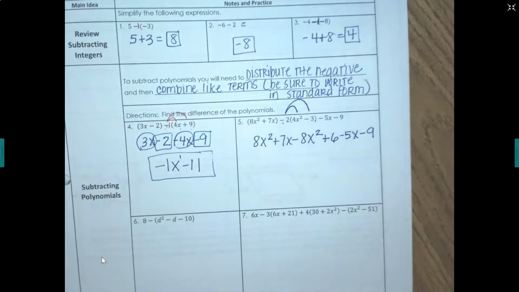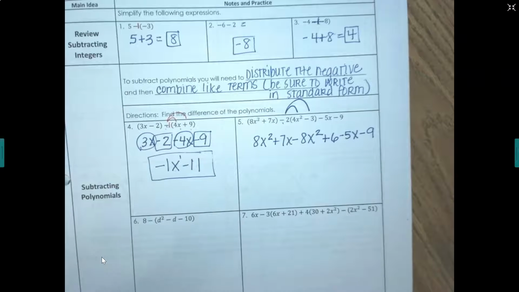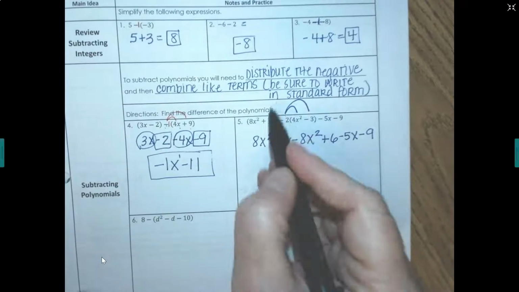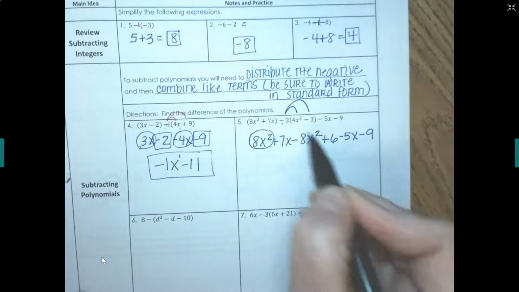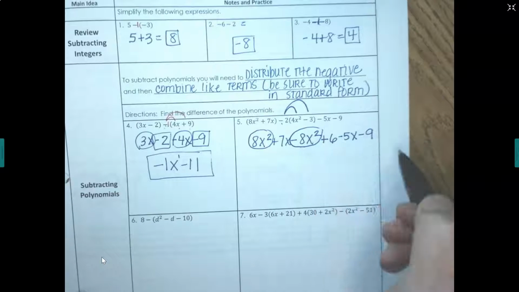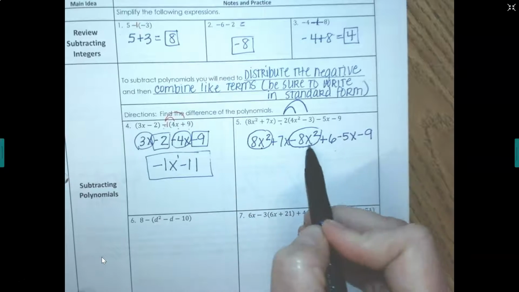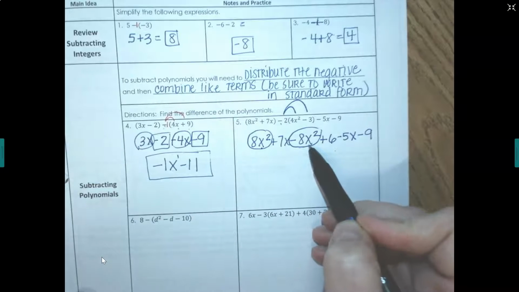Okay, I distribute the negative, that negative 2 right there. Now we need to combine like terms. So let me look. I've got 8x squared. I'm looking for, oh, there's a minus 8x squared. And that's all the x squared. So what is 8x squared minus 8x squared?